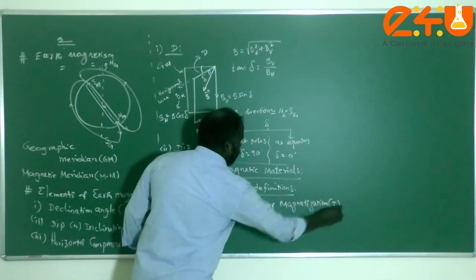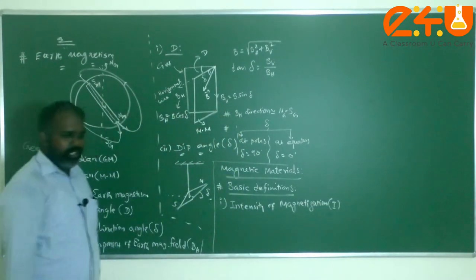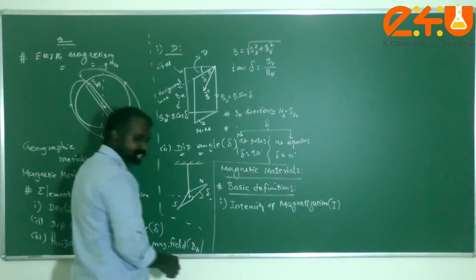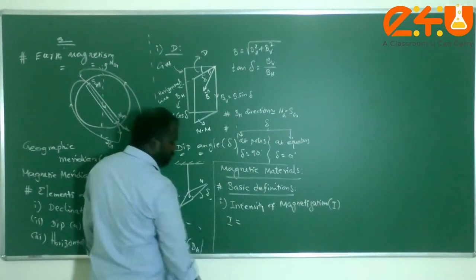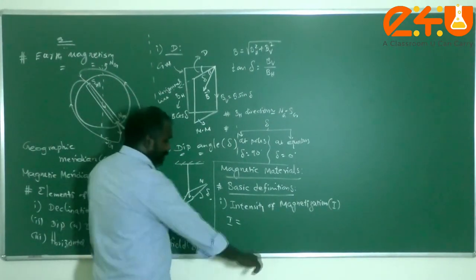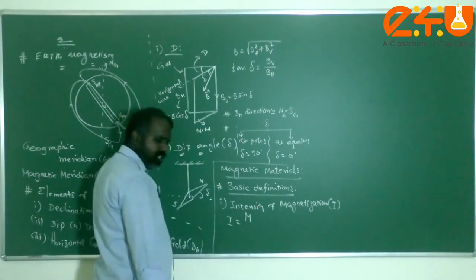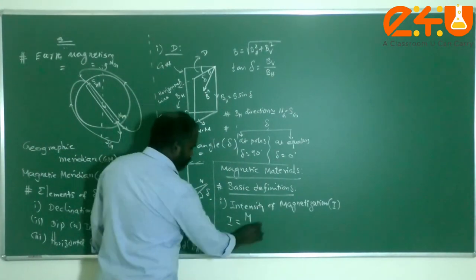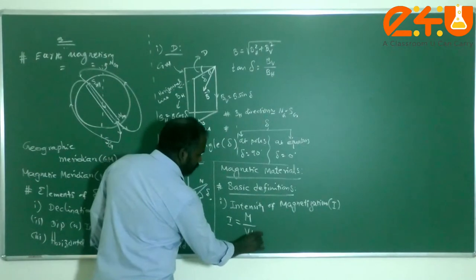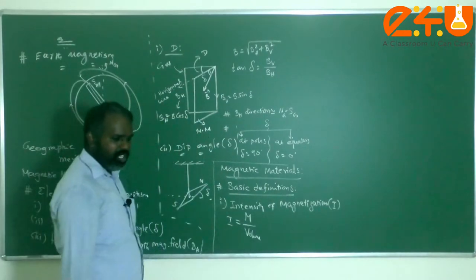Magnetization is simply called the I vector. Some books may use M, but here I use I. Therefore, I is defined as the magnetic dipole moment, or simply magnetic moment, per unit volume of the specimen. Unit volume of the what, children?